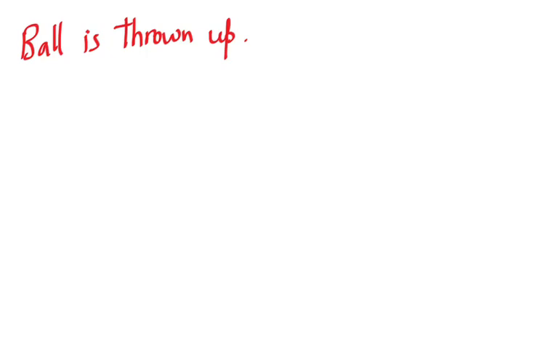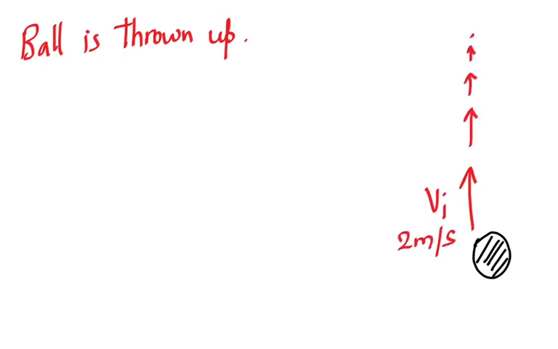Let's check one particular case. Ball is thrown up. So we know that when something is thrown up, it will move upwards, cover some distance or height, and then it will turn and move back. So initially it has velocity Vi. Let's say it's 2 meter per second. It goes up, its velocity keeps on decreasing. It reaches a maximum height where its speed will become 0. That's why you can see final speed is written here as 0. Then it will return to the same point from where it was thrown.